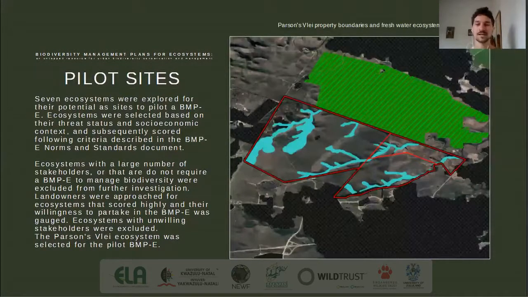So the Parsons Vlei is a large natural area that's on the western urban edge of Port Elizabeth. Currently, the Parsons Vlei has very little development on it, and it supports terrestrial as well as freshwater ecosystems, and is adjacent to an existing protected area.